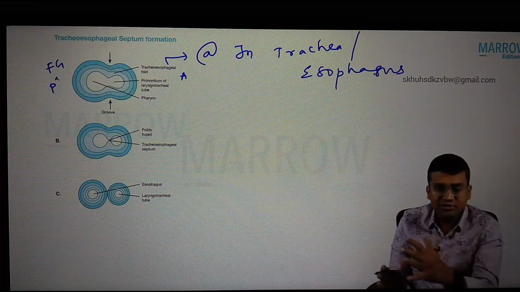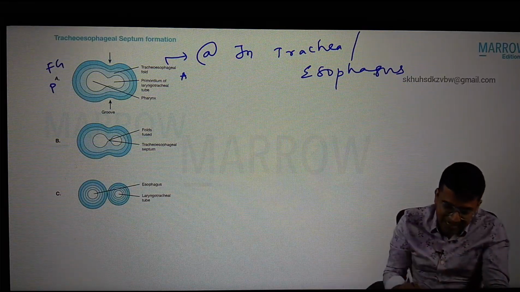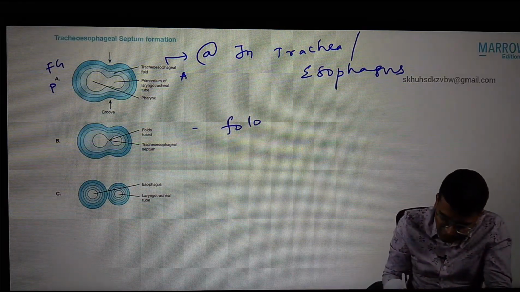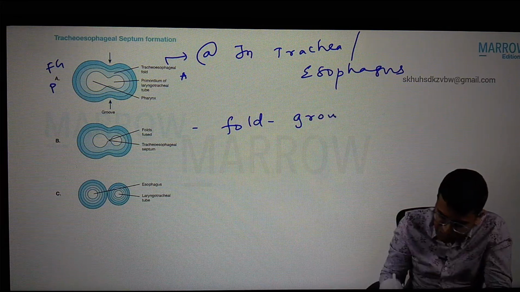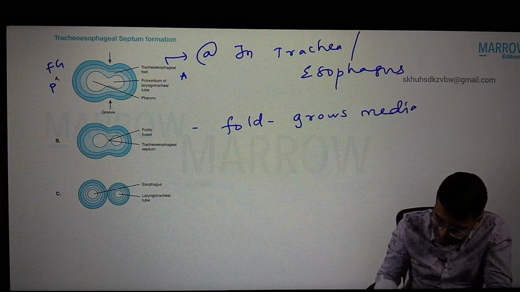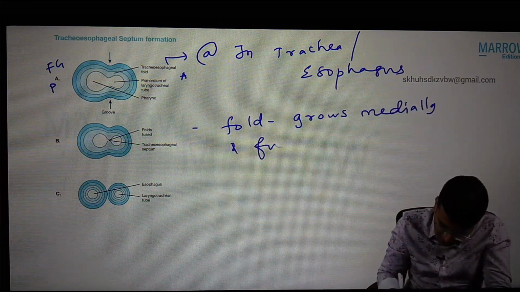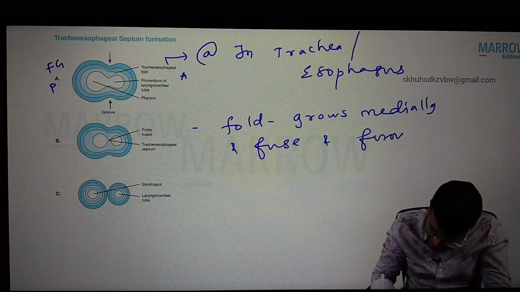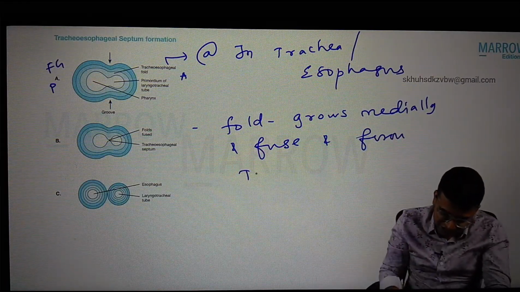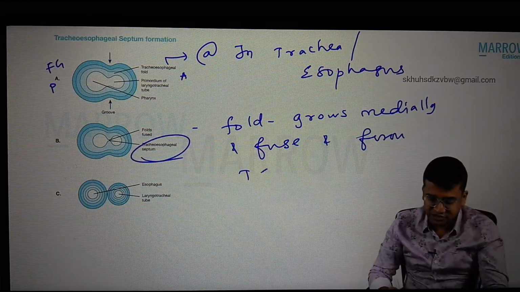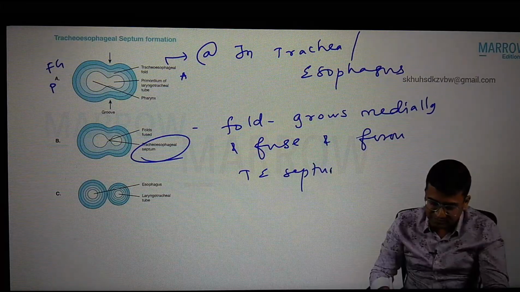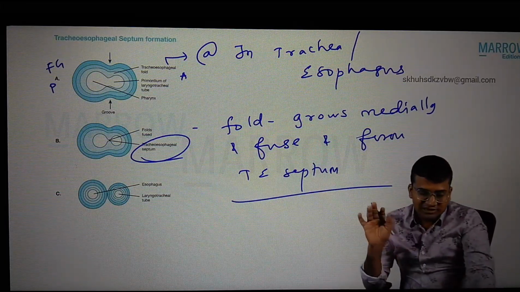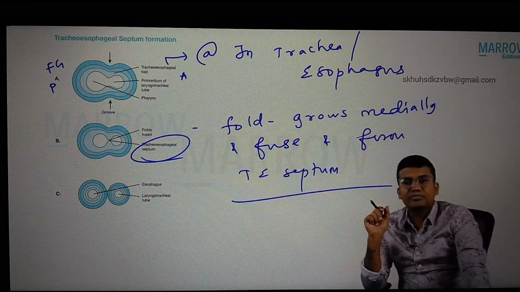Okay. Then gradually the fold grows medially. The fold grows medially and fuses and forms one septum. What septum? Tracheo-esophageal septum. Okay, this is how the tracheo-esophageal septum is formed.